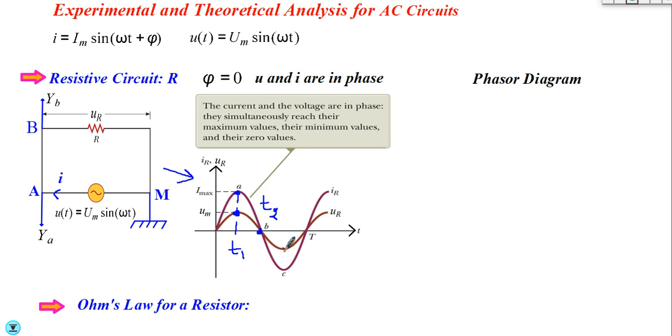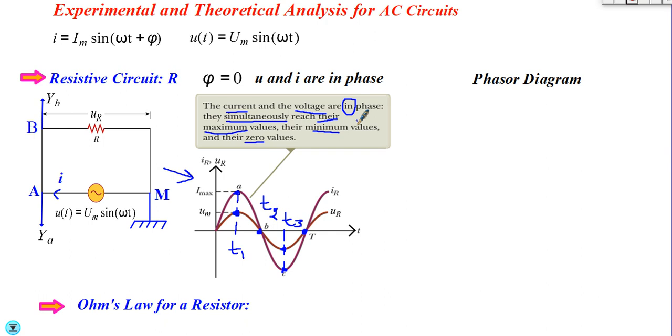And we realize that whenever the maximum voltage of the resistance exists, the absolute maximum of the current traversing this resistance exists too; they both meet at the same time. Likewise at 0 and so forth. So this means that the current and the voltage are in phase, because they simultaneously reach their maximum values, minimum values, and 0 values.